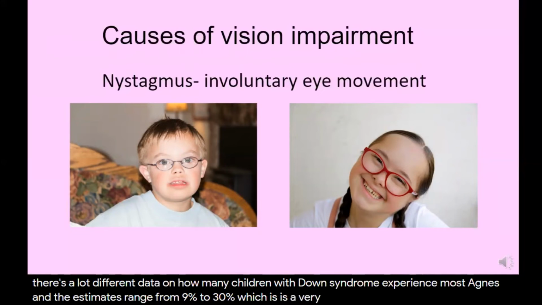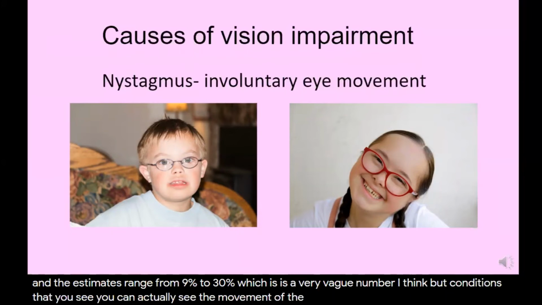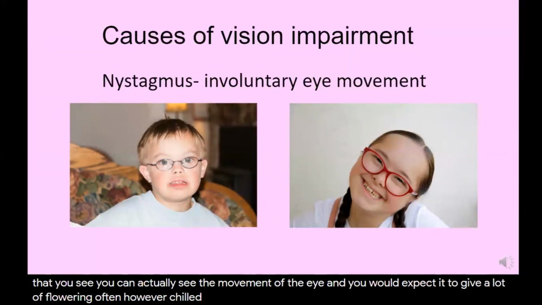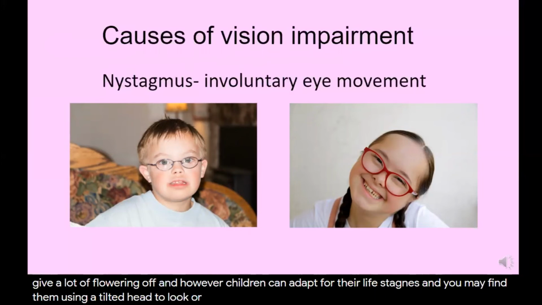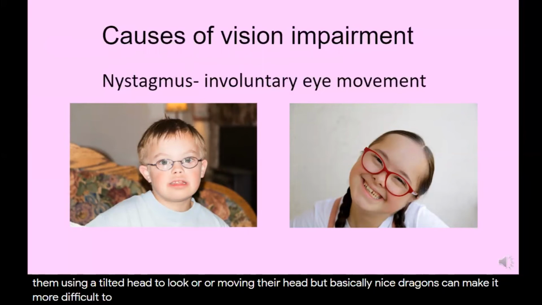But it tends to be one of those conditions where you can actually see the movement of the eye, and you would expect it to give a lot of blurring. Often, however, children can adapt for their nystagmus, and you may find them using a tilted head to look, or moving their head. But basically, nystagmus can make it more difficult to focus and more difficult to follow movement.